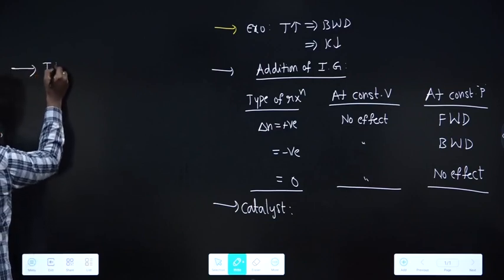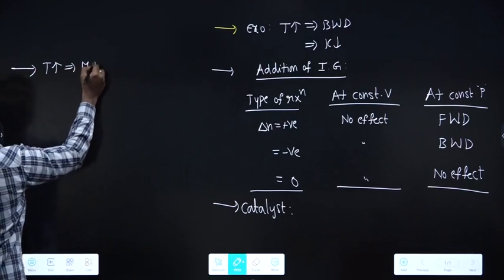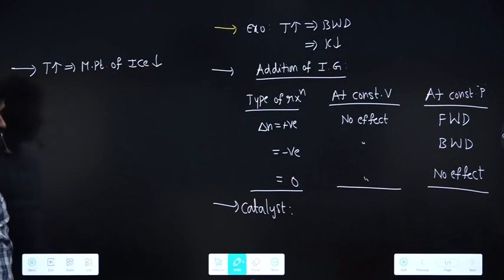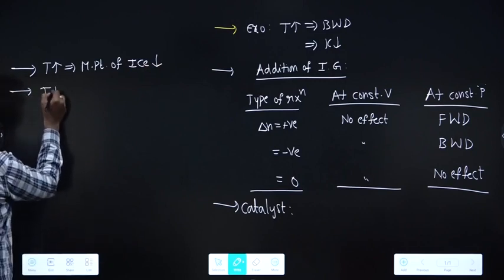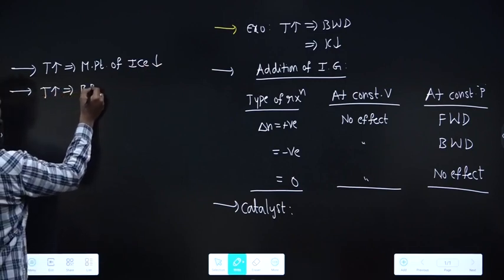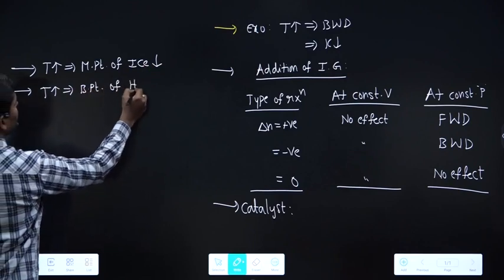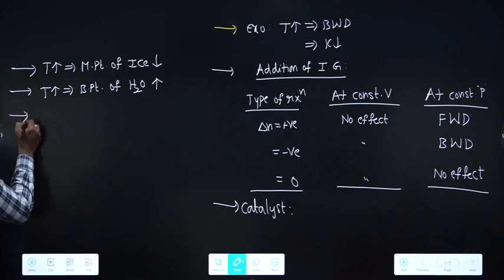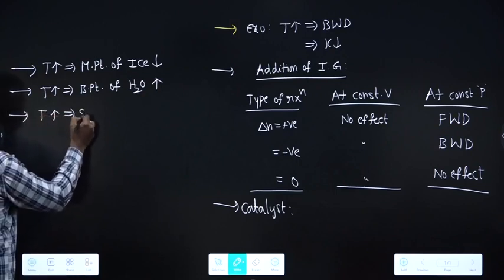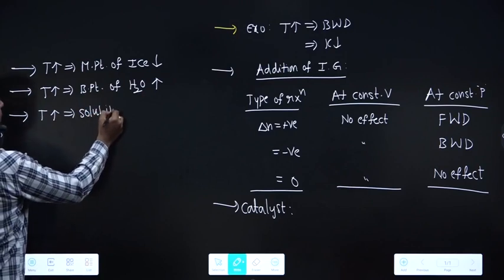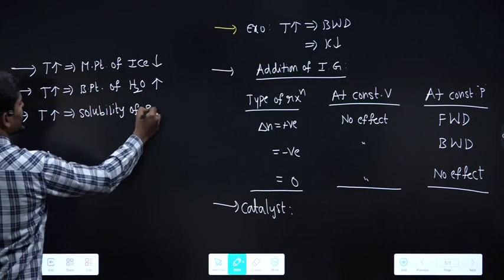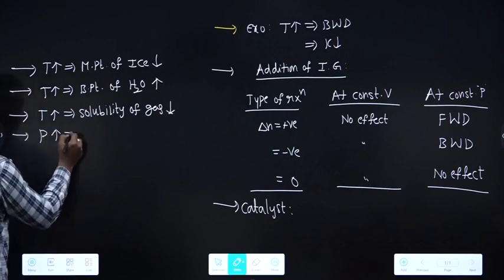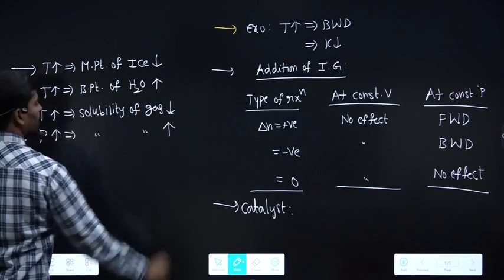If you increase the temperature, what happens to the melting point of ice? It decreases. If you increase the temperature, the boiling point of water increases. If you increase the temperature, solubility of gas decreases. If you increase the pressure, solubility of gas increases.